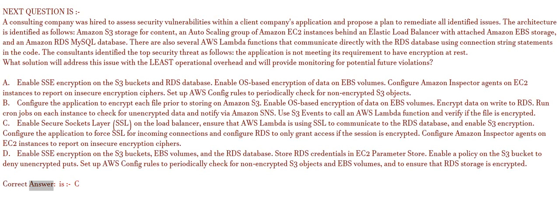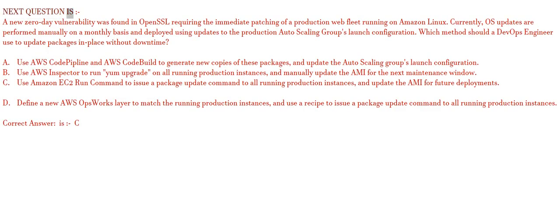Correct answer is C. Next question is: a new zero-day vulnerability was found in OpenSSL requiring the immediate patching of a production web fleet running on Amazon Linux. Currently, OS updates are performed manually on a monthly basis and deployed using updates to the production auto-scaling group's launch configuration. Which method should a DevOps engineer use to update packages in place without downtime?